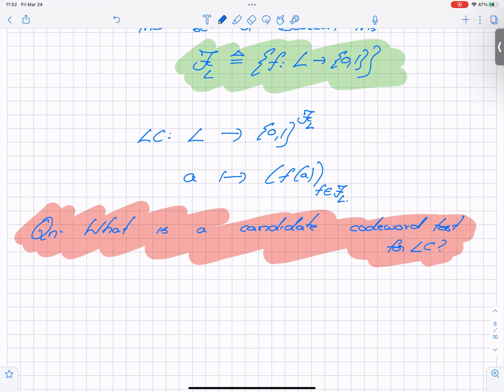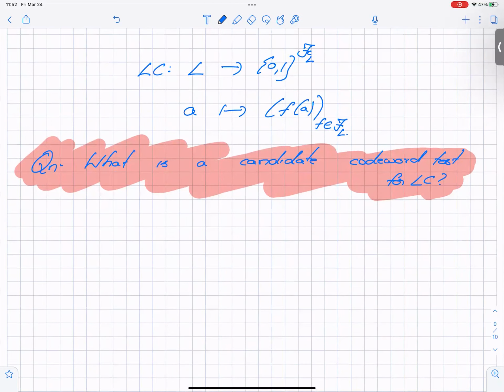Sometimes this is also called a dictator test, and the reason for that is basically the following. So what am I given now? I'm given a function. Suppose now I'm given a string W in {0,1}^FL. We need to check the string. What do I want to check with this object?